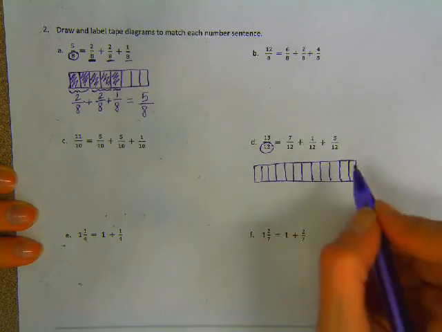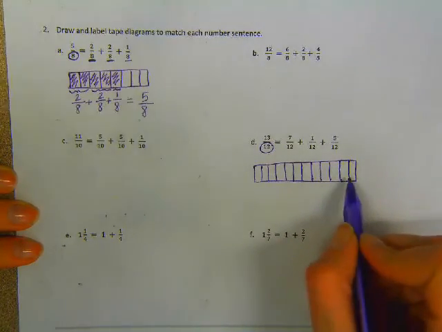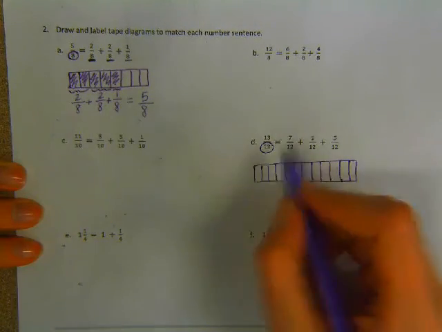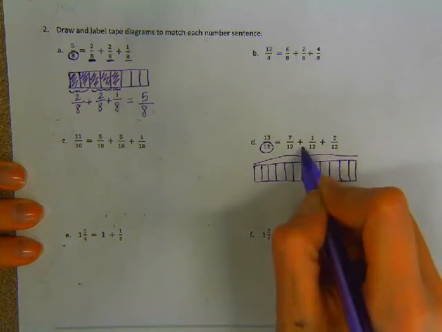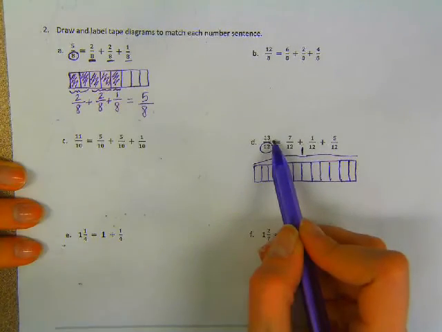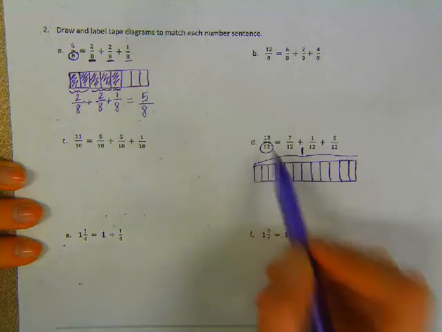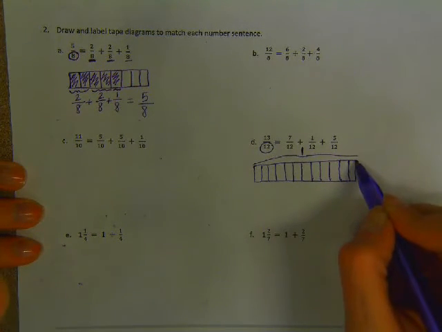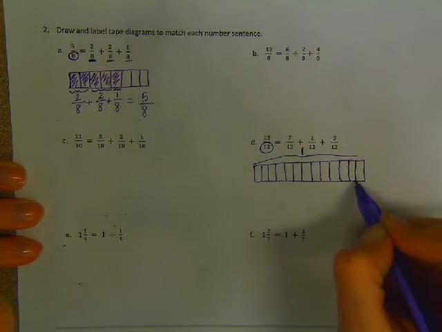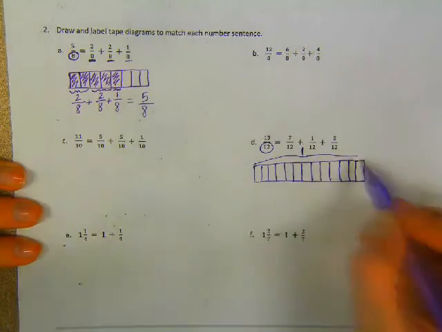You'll notice I now have a rectangle split into 12ths. So my whole here is 12ths, but my fraction is 13/12. I know right now I only have 12 pieces. So an extra piece needs to be added on that's not included in the bracket.